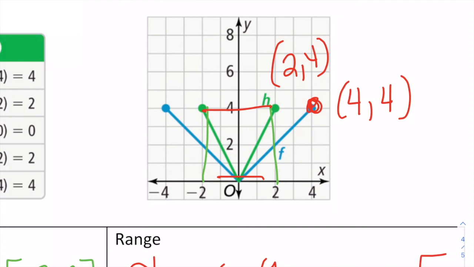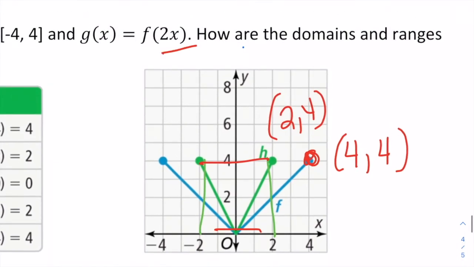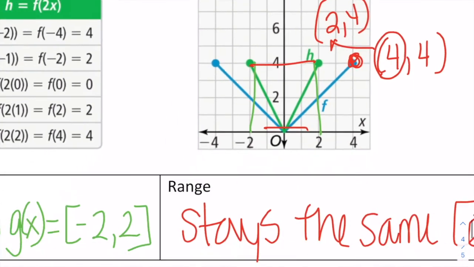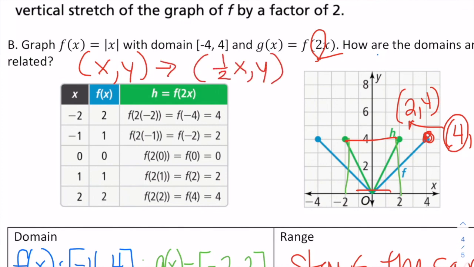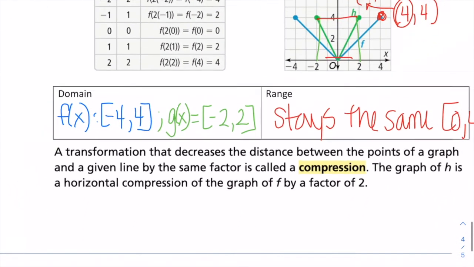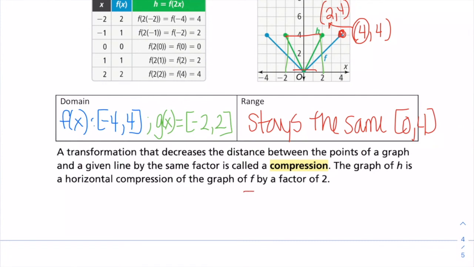So with a compression, the x value is actually divided by 2. So our original was x, y, and then the transformation would be 1/2 x, y. So that's a compression. So here we have this compression, and it's by a factor of 2.